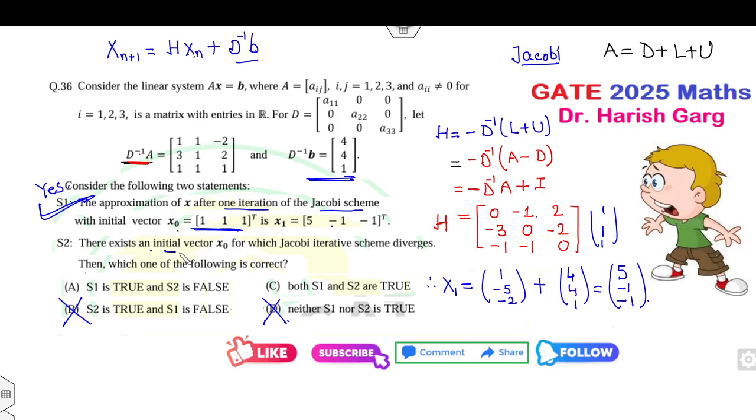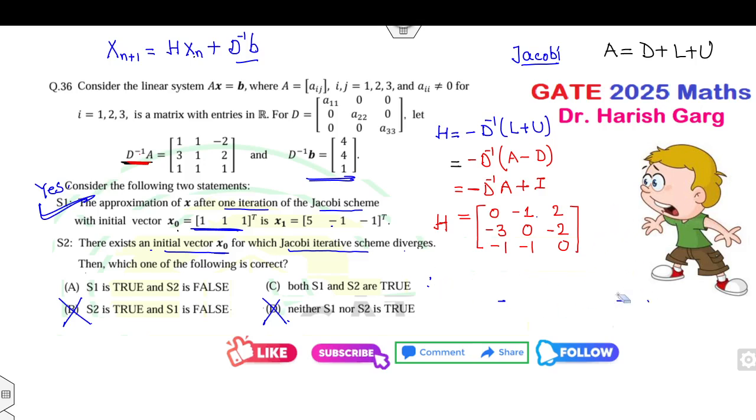Second option, there exists an initial vector x0 for which the Jacobi scheme diverges. So when will the Jacobi scheme be divergent? Anybody know? Once you can find the spectral radius. Fine. If the spectral radius is greater than 1, then the method will diverge. Fine. So what is the spectral radius? Spectral radius means the maximum absolute value of the eigenvalue, which must be greater than 1. So your target is to find the eigenvalue of the matrix H. Fine. How can you find the eigenvalues of H?